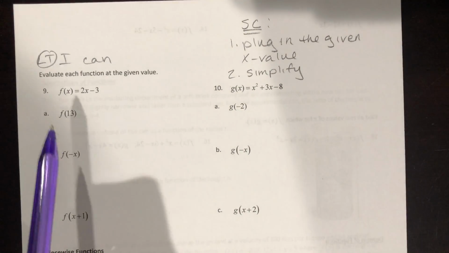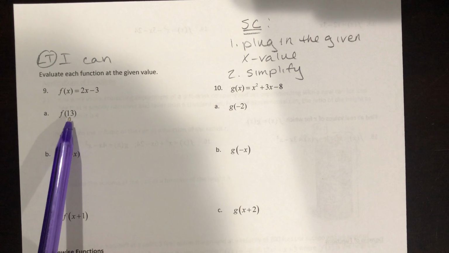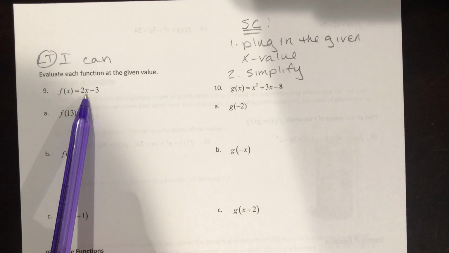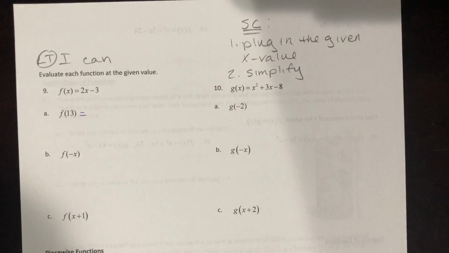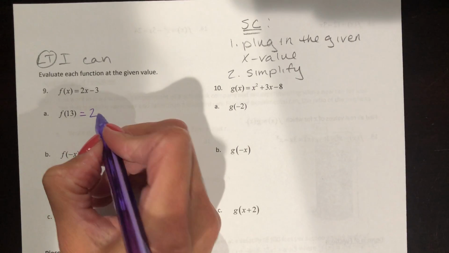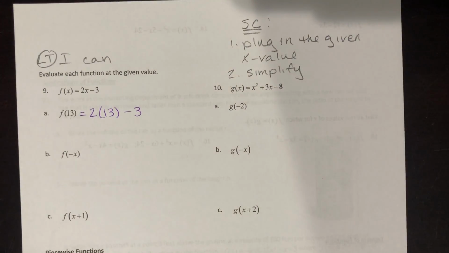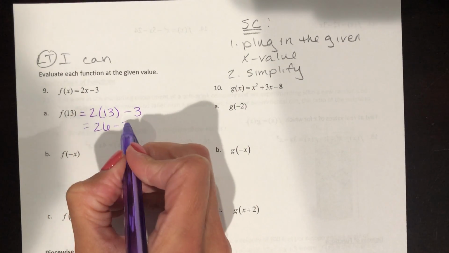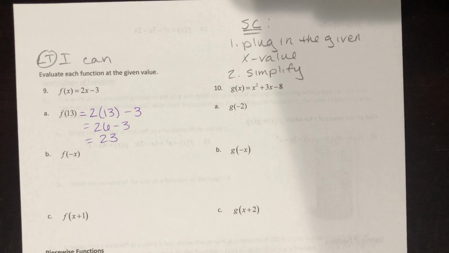So my given x value for this one is 13. So I'm going to take 13 and plug it in for x. So f of 13 equals 2 times 13 minus 3. And then I just have to simplify. So 2 times 13 is 26, minus 3 is 23. And 23 is the answer. Let's try the next one.